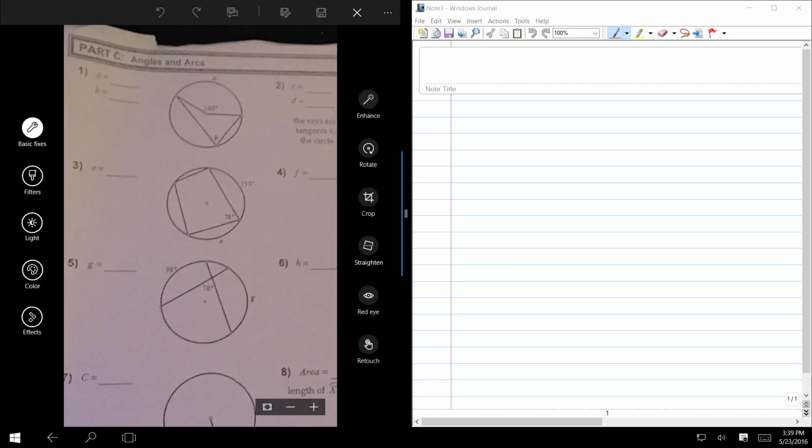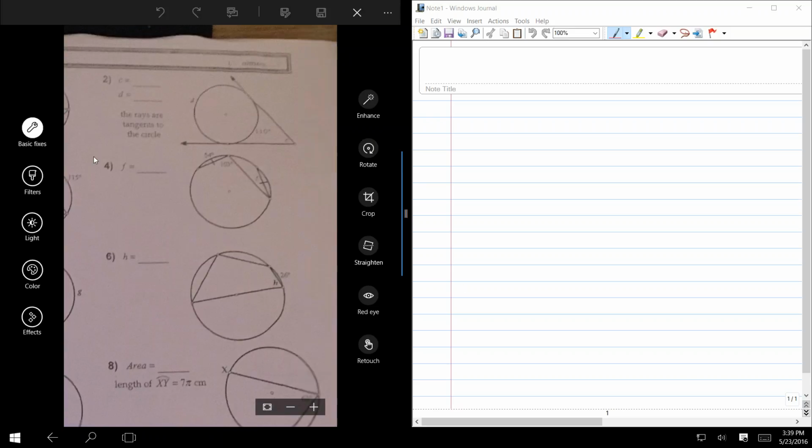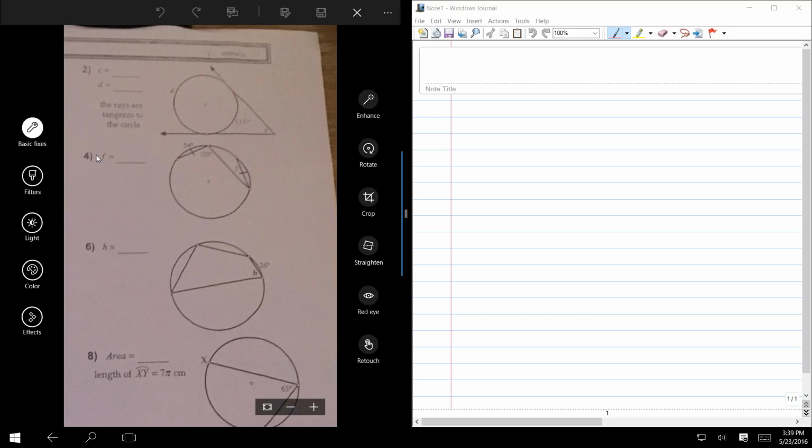That central angle is 148. What's the measurement of arc A? 148. It's the measurement of arc B. That'll be 148 divided by 2. Okay, the number's 74. Problem number 2.